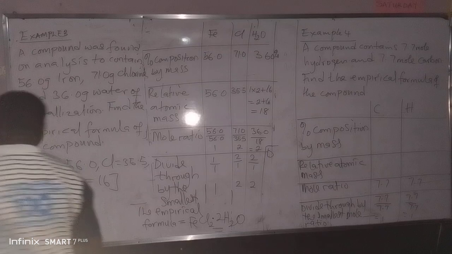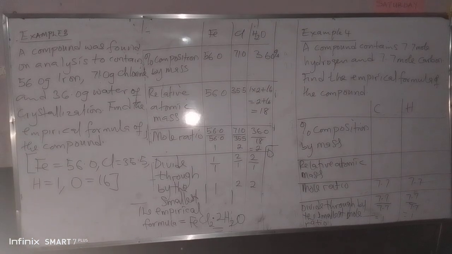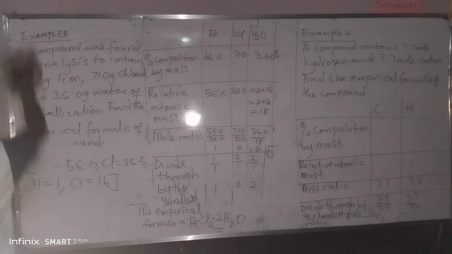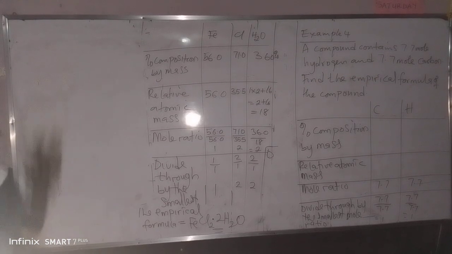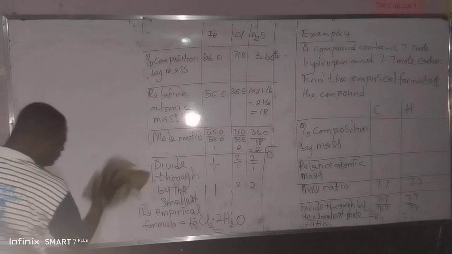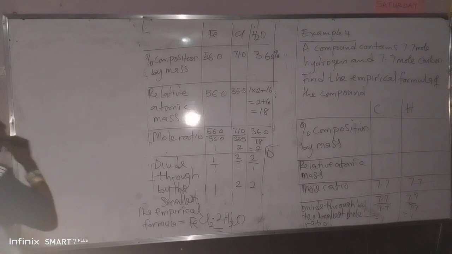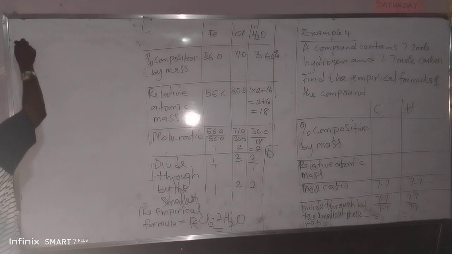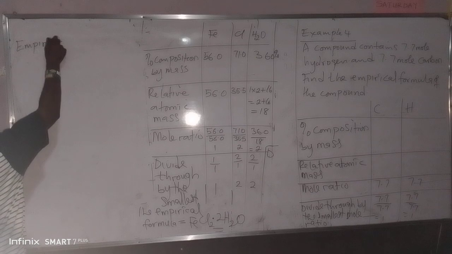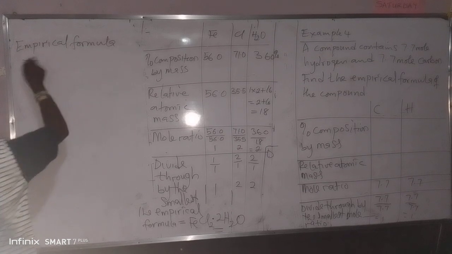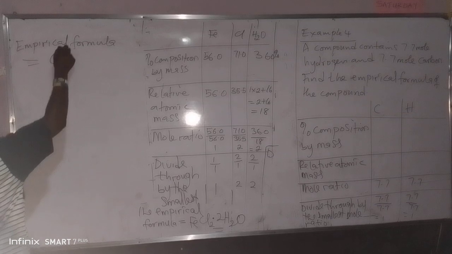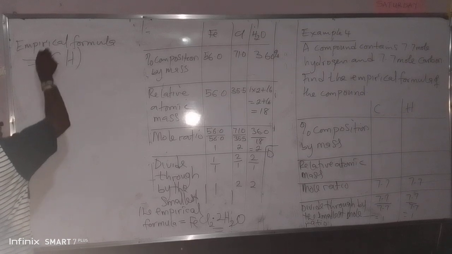So you are not going to talk about the first table. Now you just go and write the empirical formula. You have C1H1, simple.